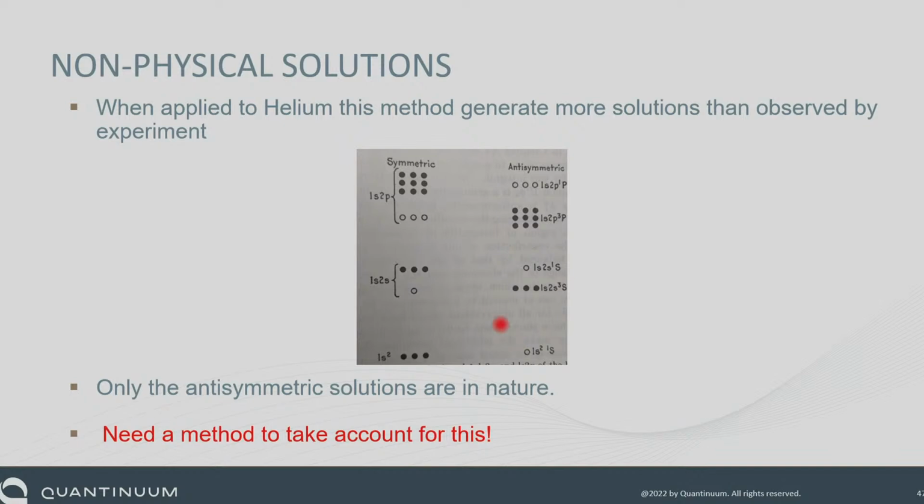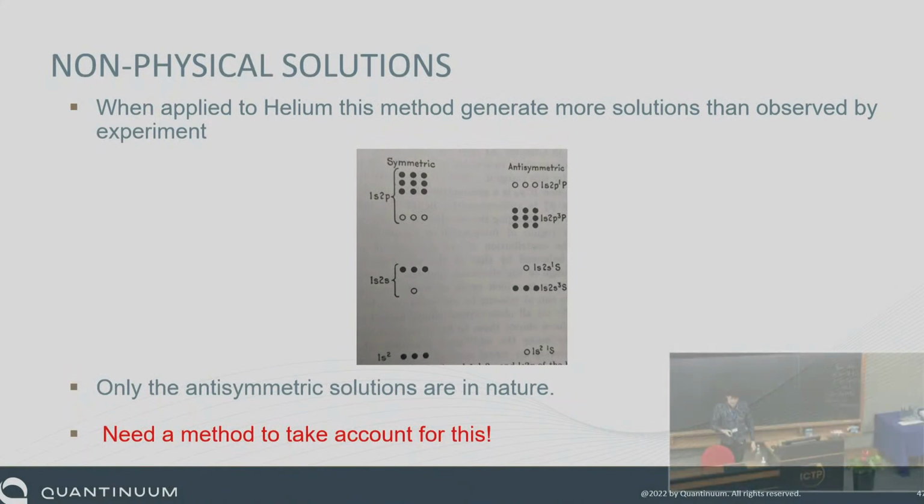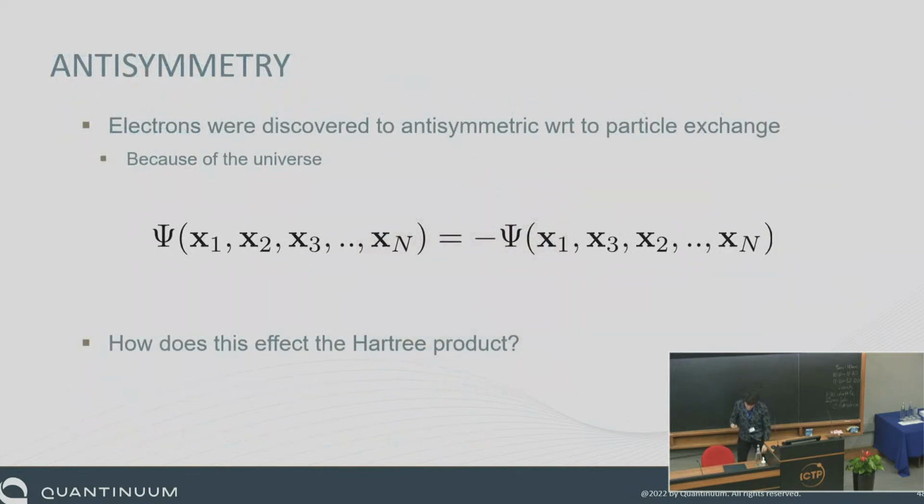But when you go to helium, this is the first case of the Schrodinger equation where you have core electrons, two electrons. You start noticing that you get these antisymmetric and symmetric solutions, whereas in reality they were only observing the antisymmetric solutions. So this was kind of the first experimental proof that antisymmetry is needed. Okay, so what is antisymmetry?